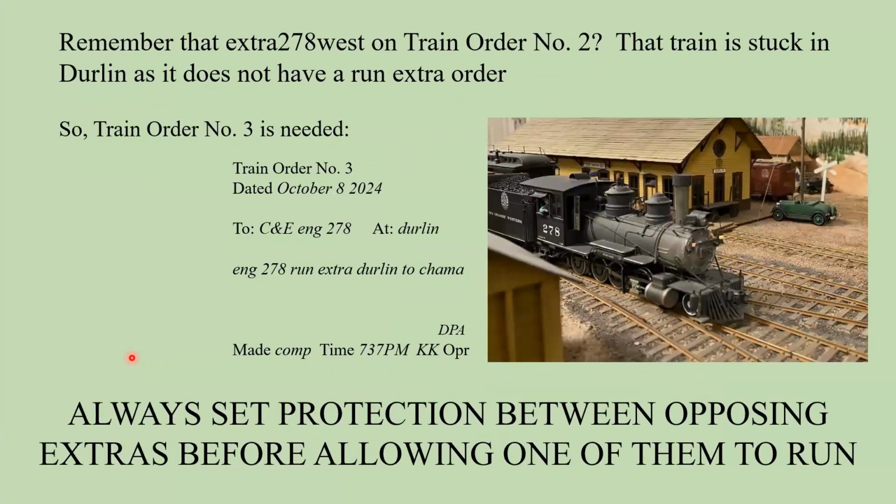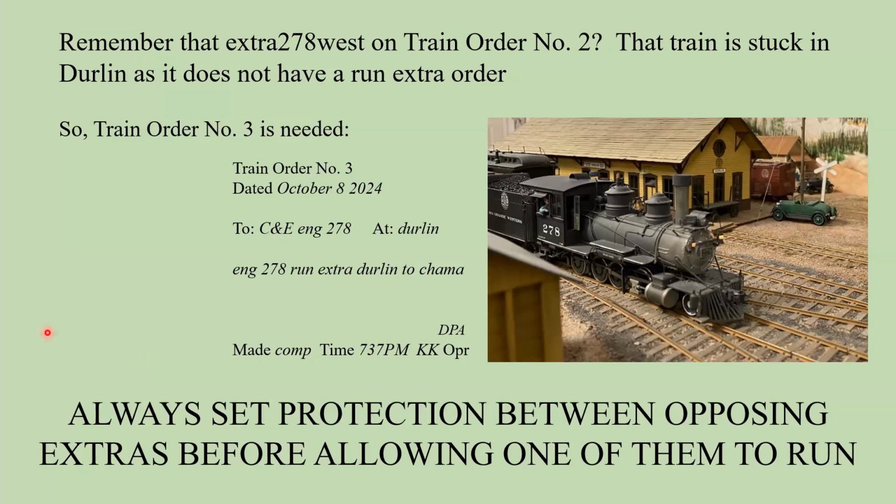If you remember, we've got extra 207 west on train order number 2, and he's sitting at Durlin, but he can't go anywhere because he does not have a run extra order. So we're going to write train order number 3. Train order number 3 is dated the same date, and it's to the conductor and engineer of engine 207 at Durlin. And it says engine 207 run extra Durlin to Chama. And it's got the usual headers and everything at the bottom.